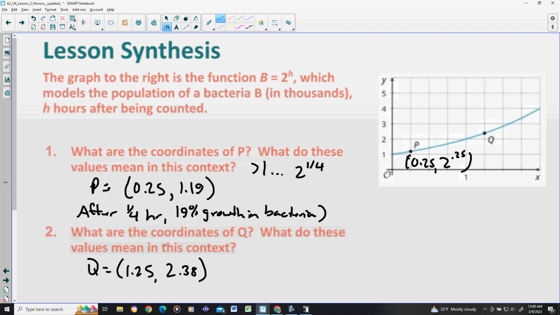So what does that mean? So that actually means that what you have is not just the original bacteria again, because that's the 1. But notice it starts with a 2. So it must mean that the bacteria doubled and an extra 38 on top of it.